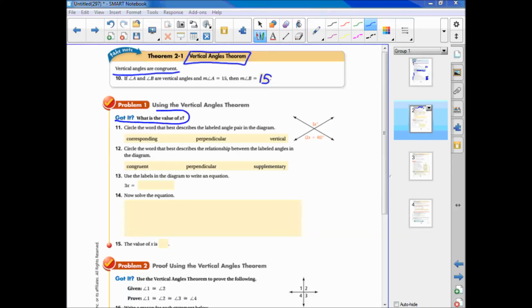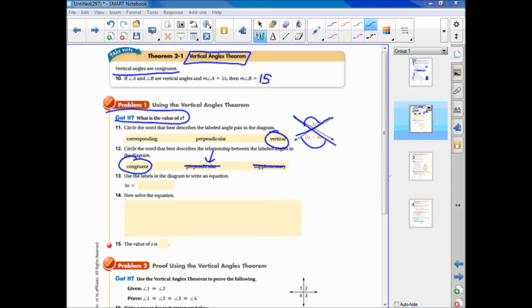Here's another one. What is its value? Circle the word that best describes the labeled angle pair in the diagram. These two were formed by crossing lines, and we get them opposite sides of each other. So these are vertical angles. Circle the word that best describes the relationship between labeled angles in the diagram. These angles are going to be congruent. They certainly are not perpendicular, and they are not supplementary. Lines are perpendicular and angles that are supplementary add up to 180, but those will not add up to 180 most of the time.